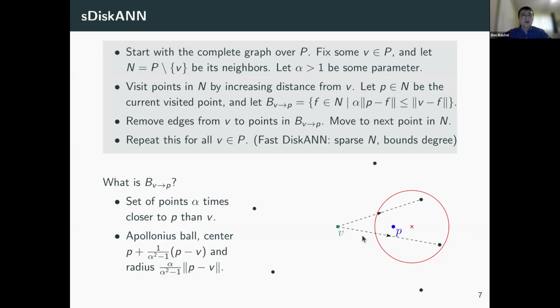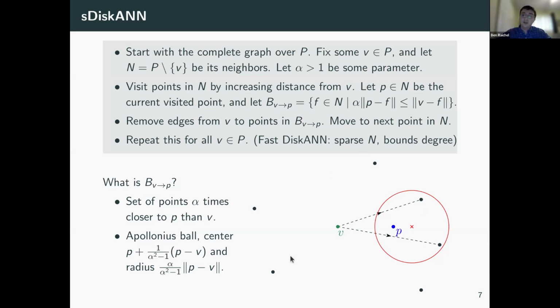First, when I visited V, I looked at everybody in the neighbor set. So the neighbor set N started out as all of the point set. In the fast version, they don't do that. They start with some sparse set N. How they get that, let's not discuss, but they start with some sparse set already.